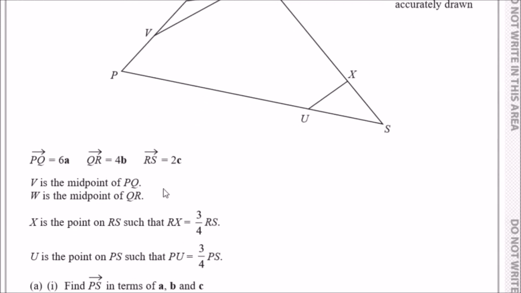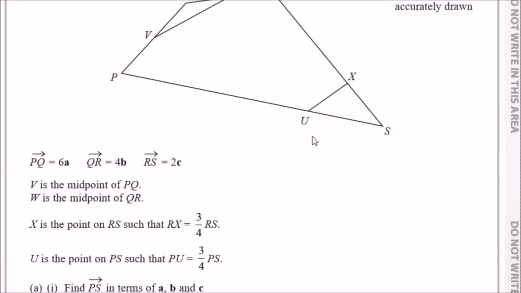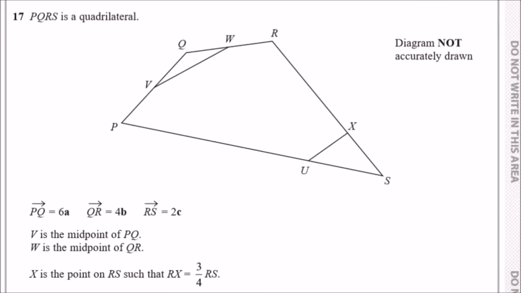We know that X is the point on RS such that RX is 3/4 of RS. So if you look at X here, the length of this one would be 3 times the length of this small 1/4 of the length. So 3 to the ratio of 1. Now let's go ahead and label this since we got some information.